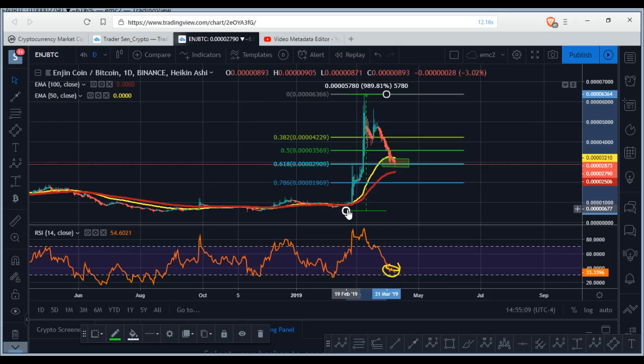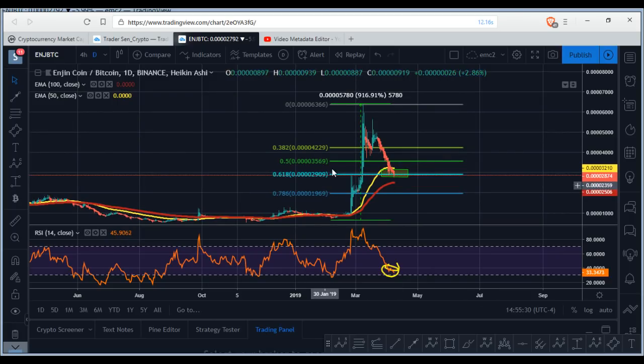Engine 10x, man. It 10x since when? Whoa, 10x. Like a 900% move since mid-February, right? So the first week of February to the first week of March. In 30 days, a 900% move versus BTC, coming back down to a 0.618, right?